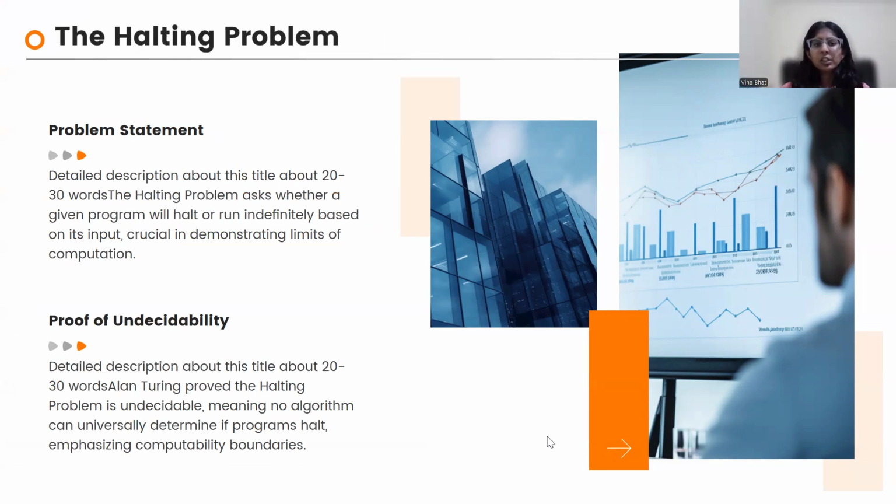Next is the proof of undecidability. Alan Turing proved the halting problem undecidable, meaning no algorithm can universally determine if a program halts, emphasizing computability boundaries.